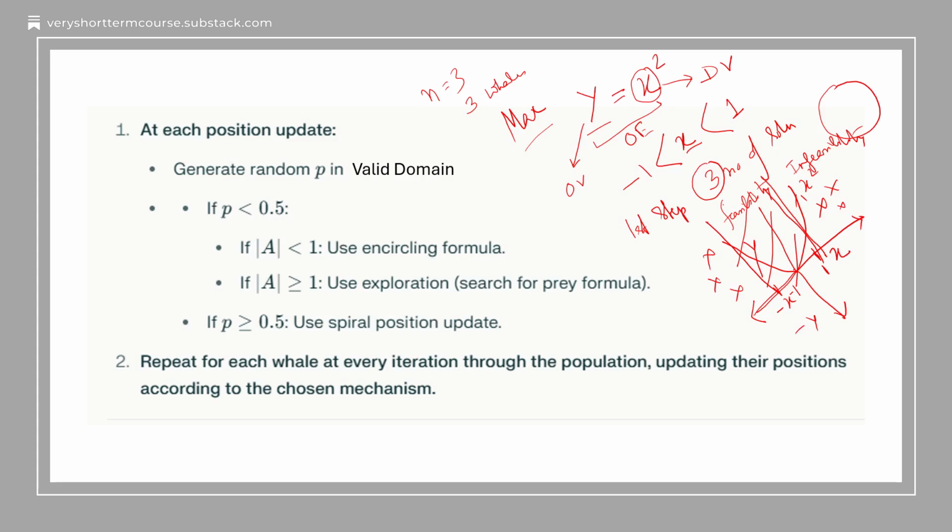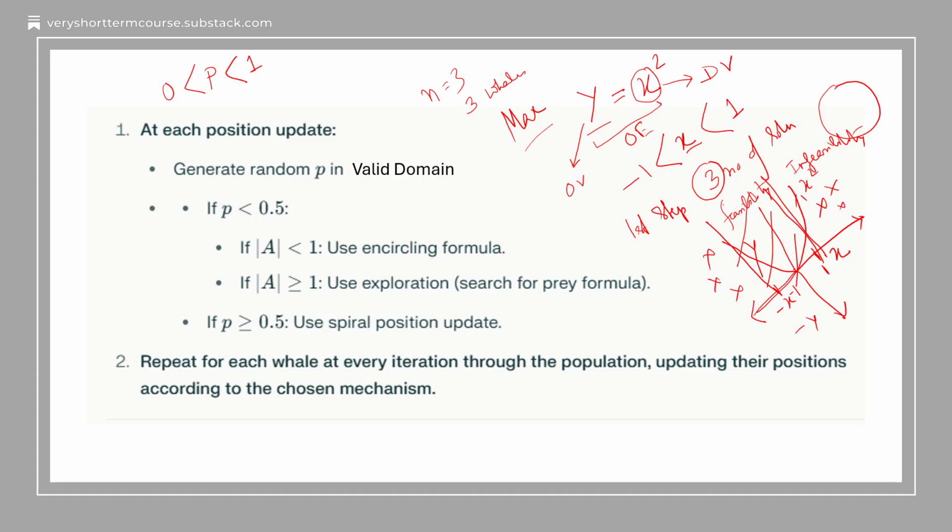Right? So what will happen? Let us see. Now in the second step, we generate a random value of p. This p, they often refer to as a random number. This p must vary between 0 to 1. It can be any value greater than 0, less than 1.